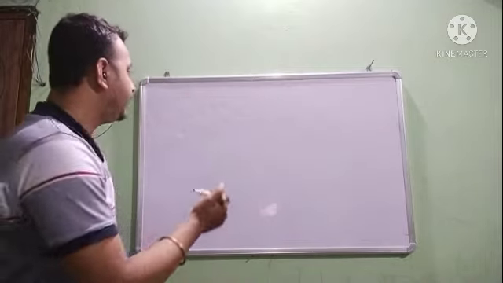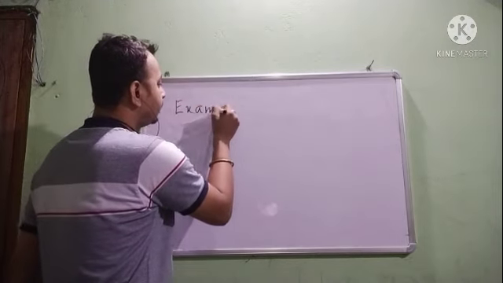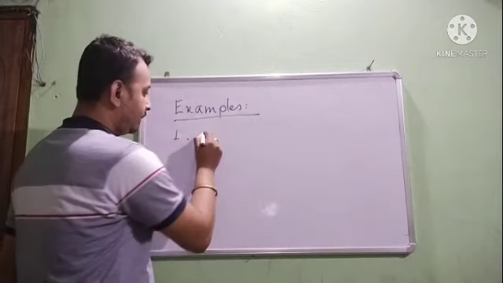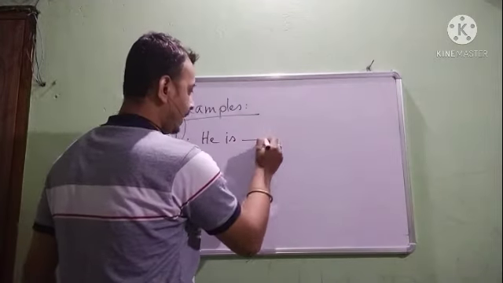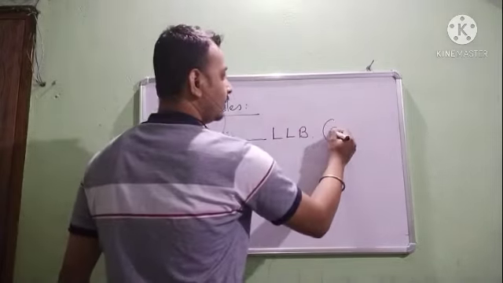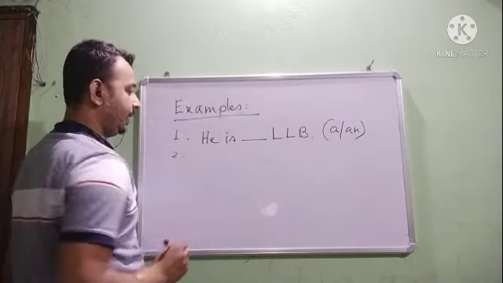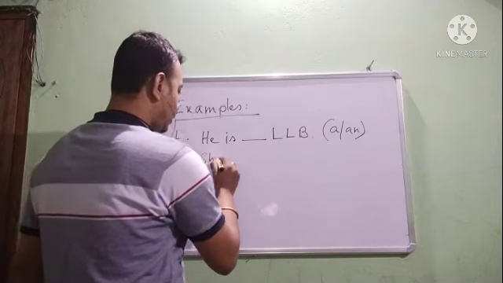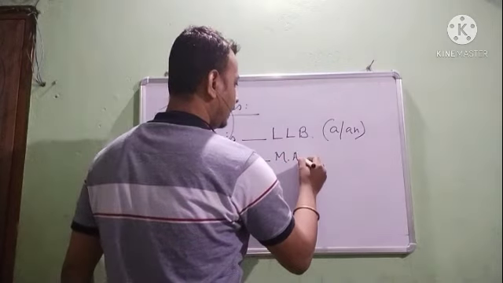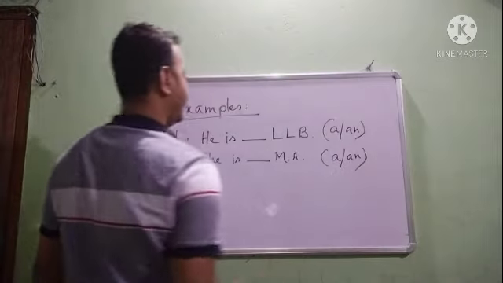Okay, see here some examples I am giving you now. Examples. Number one, he is dash LLB. A or AN. You have to use here A or AN. Number two, she is dash MA. You have to use A or AN.